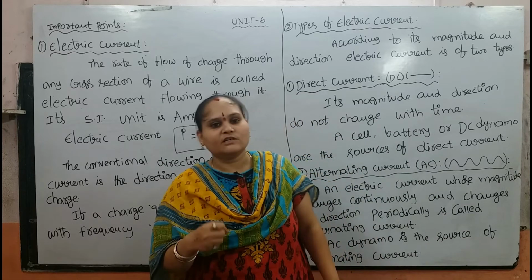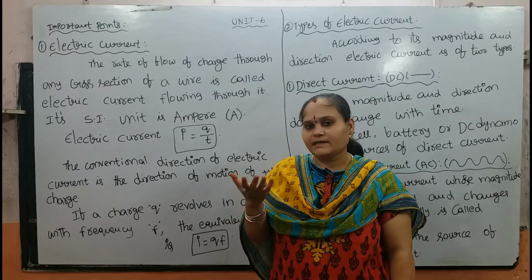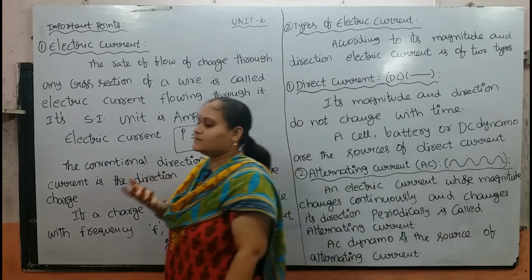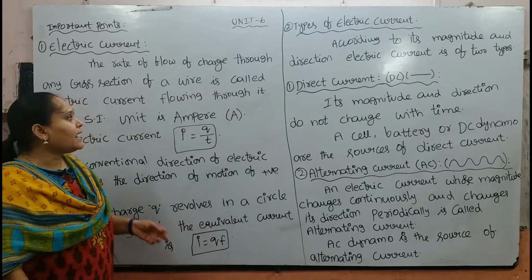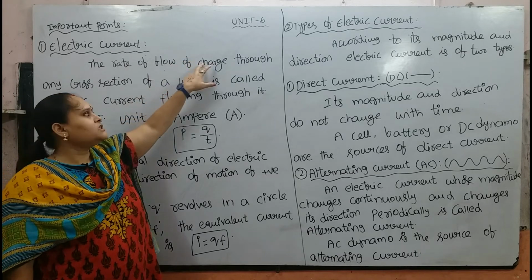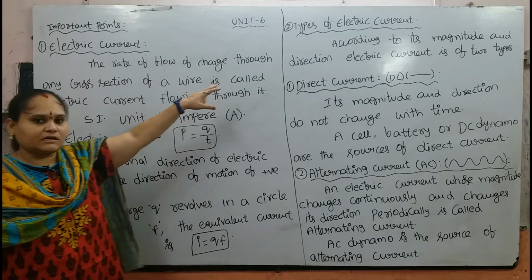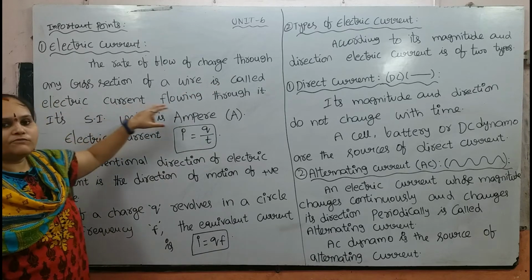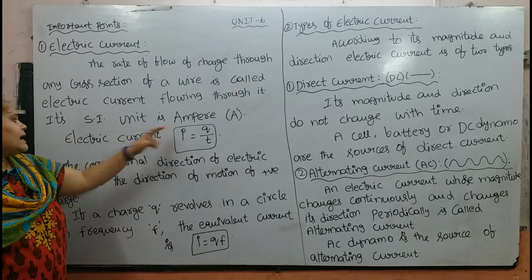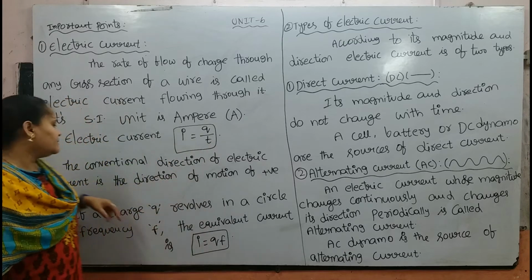The current is denoted by I. The rate of charge means charge Q, and rate means Q by T. I equals Q by T is the electric current and its SI unit is the ampere. So the rate of flow of charge passing through any cross section of a wire is called the electric current flowing through it. Its SI unit is ampere and I equals Q by T.